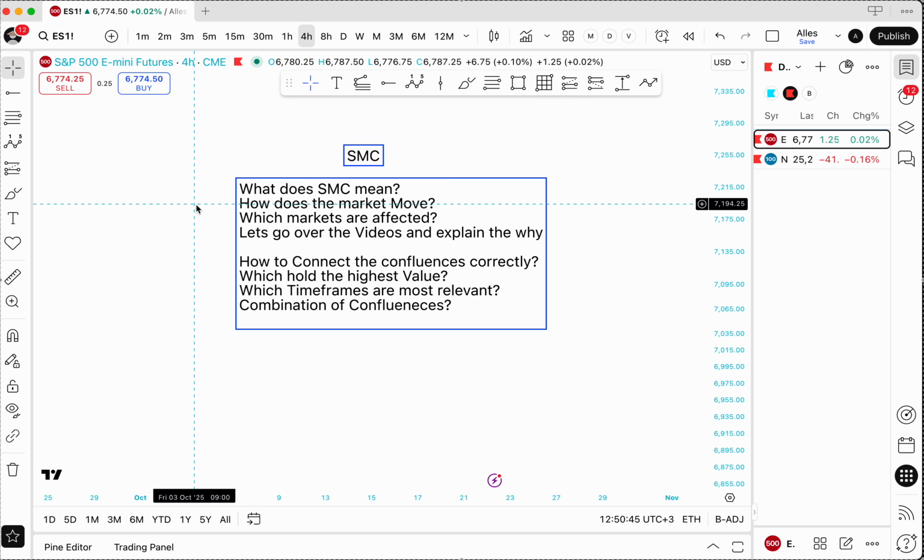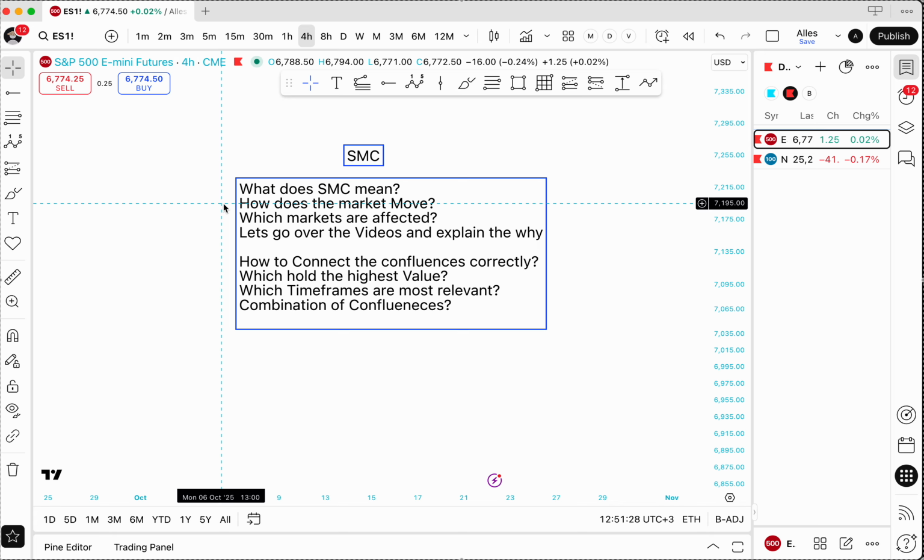And we go over the next questions. How does the market move? Okay, there are 3 main parts why the market moves. The first one is orders, so liquidity. If you want to revise quickly what liquidity exactly was, go back to the liquidity video and check it. So the first part is liquidity. Then the second part is imbalances. Go watch the video for fair value gaps and inverse fair value gaps. That's imbalances. And manipulation.